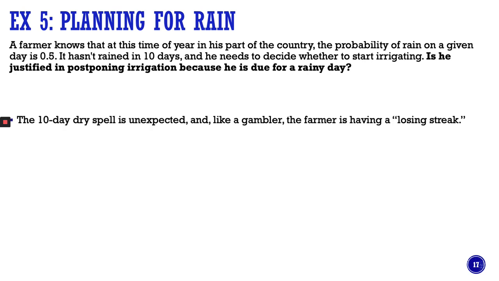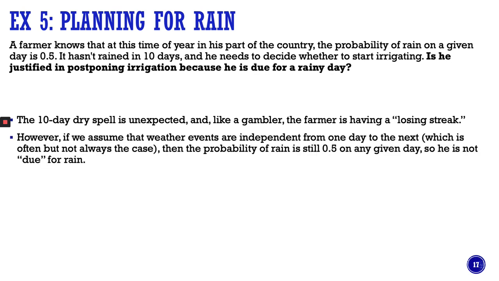Well, the 10-day dry spell is unexpected, and like a gambler, the farmer is having a losing streak. However, if he assumes that weather events are independent from one day to the next, which is often but not always the case, then the probability of rain is still 50% on any given day, so he is not due for rain.